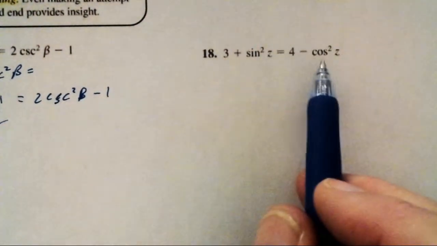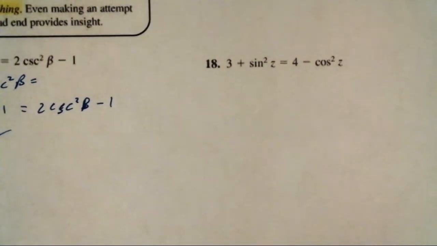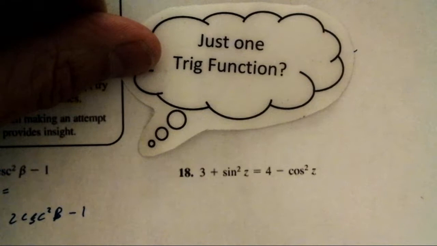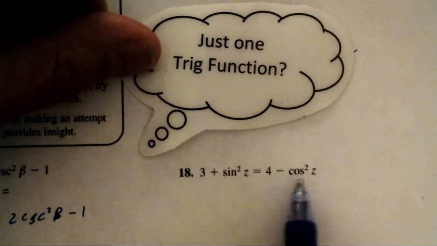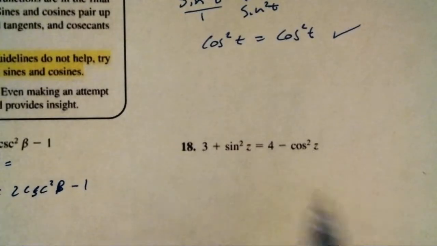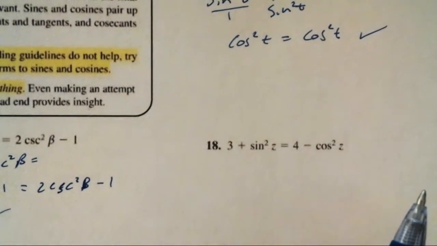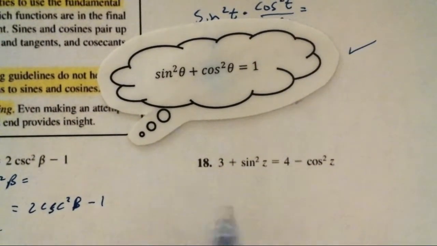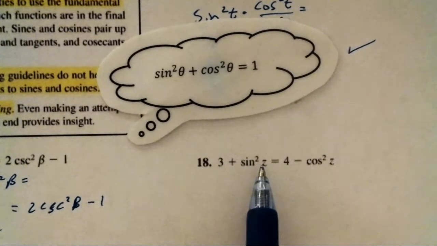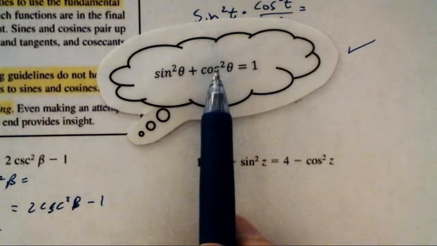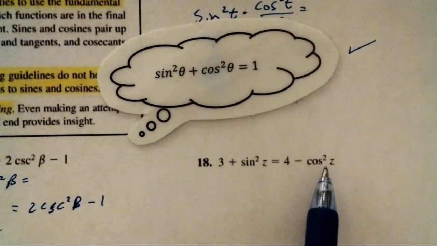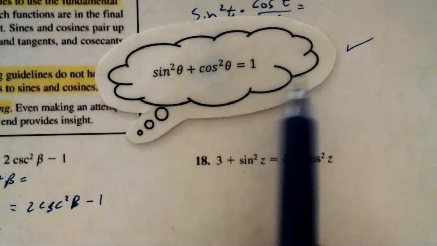Okay, so I got sines and cosines. What would be better than sines and cosines? Well, just sines or just cosines. These are squared. They live together in a Pythagorean. And that Pythagorean is right here. So I have an option here either to turn sine squared into 1 minus cosine squared, or turn cosine squared into 1 minus sine squared.